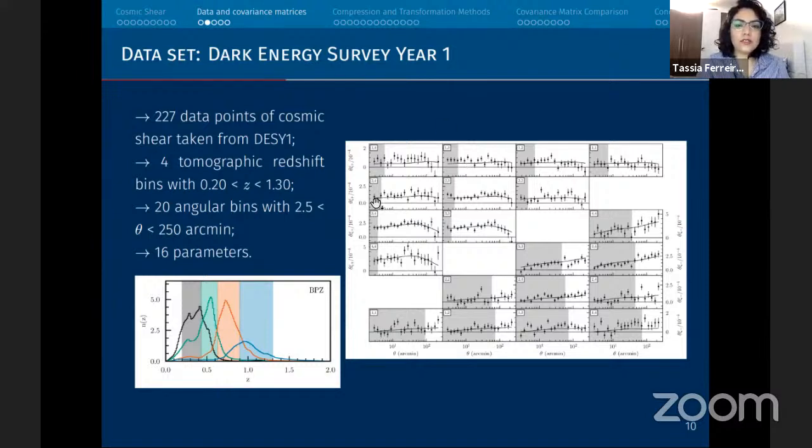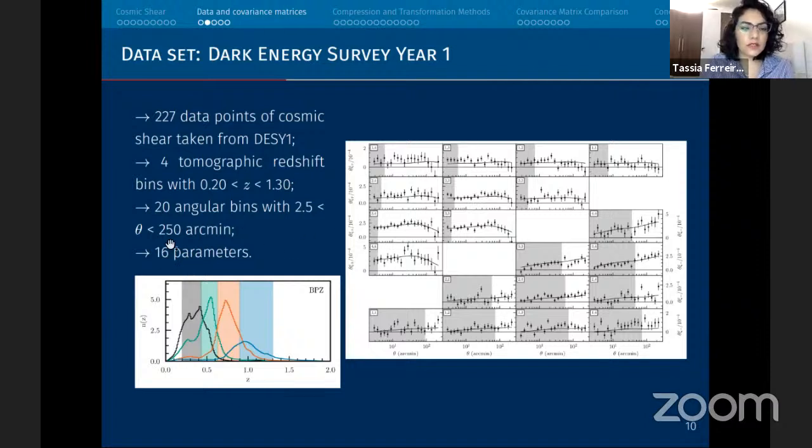The shaded regions are excluded because they represent the scale cuts. These scale cuts are needed, unfortunately, because we are not generally able to model the baryonic physics that are relevant in these angular scales. Xi minus is more sensitive to this baryonic physics, so it's the one that suffers most cuts. In the end, we're left with 227 data points of Xi plus, Xi minus, so we'll have a 227 by 227 covariance matrix.